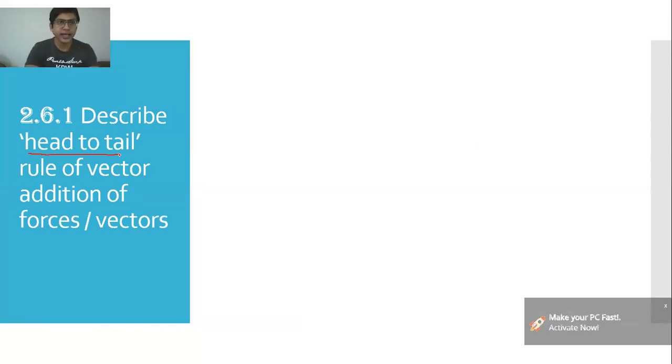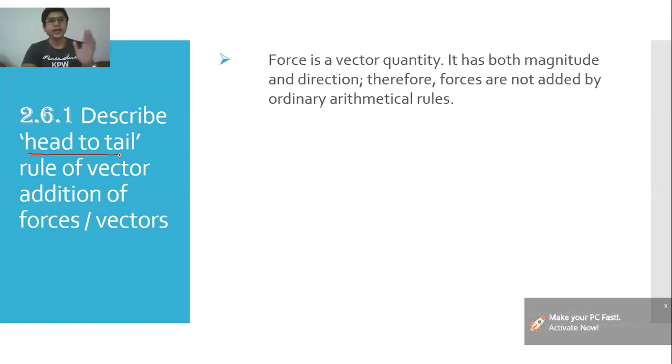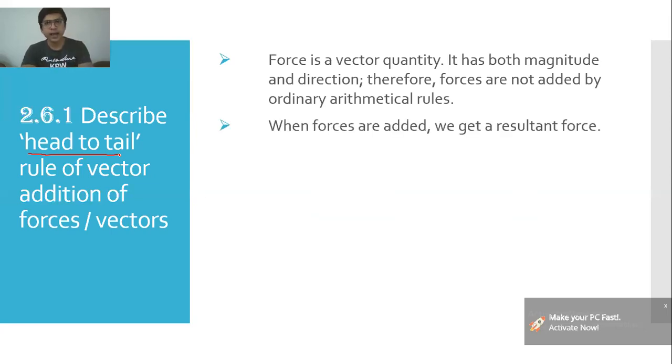So what is the head to tail rule? Force is a vector quantity. It has both magnitude and direction. We know it very well. Therefore, forces are not added by ordinary arithmetic rules, as I have mentioned before. Now when forces are added, we get a resultant vector or a resultant force. Here I'm talking about forces. I'm taking an example of force, as force is a vector quantity, so we will look at vector addition with the help of the example of forces.